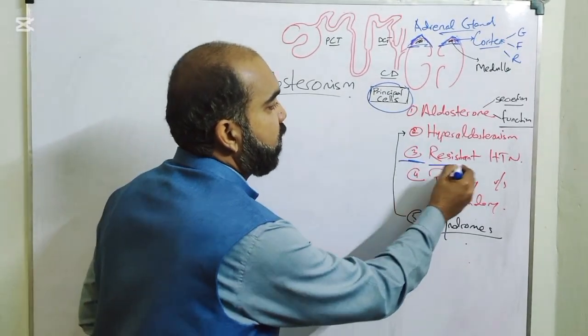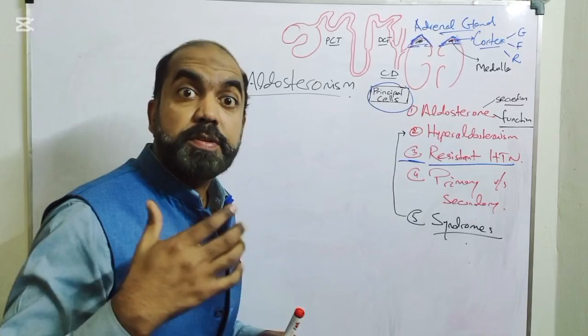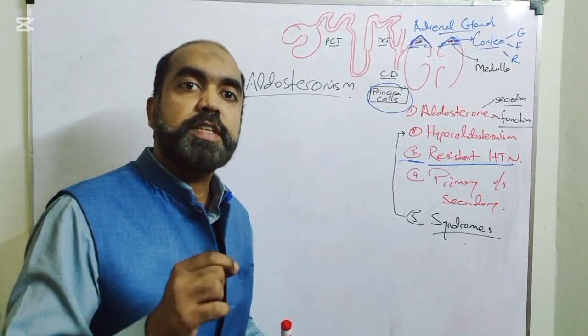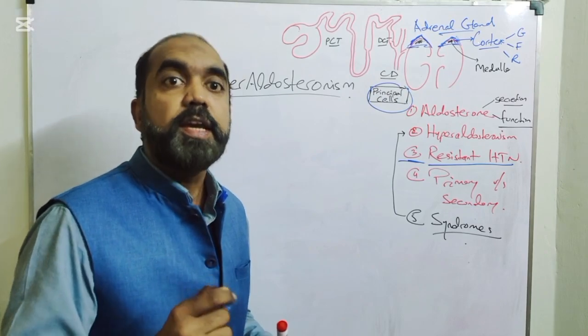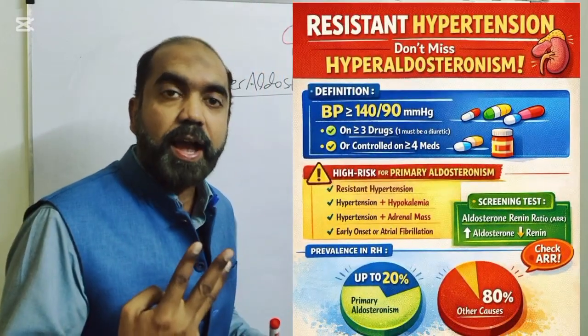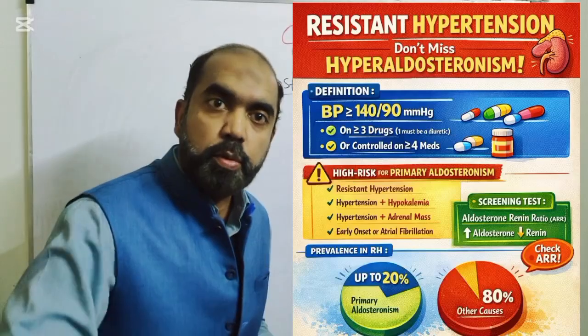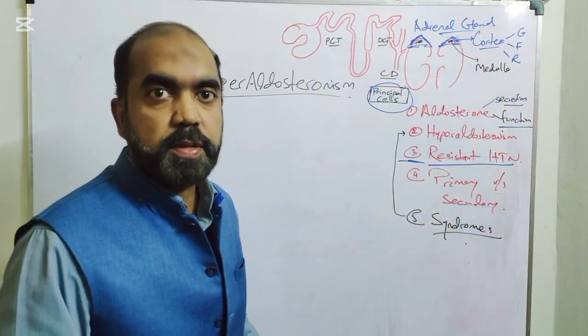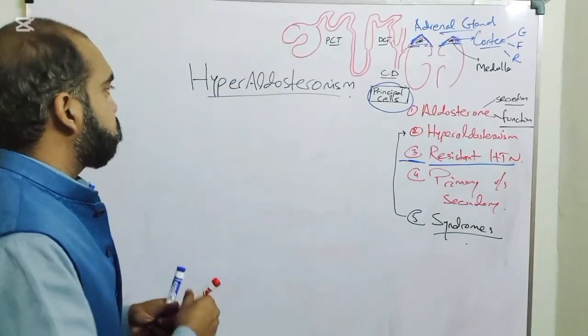So now, when can we suspect a patient of suffering from primary hyperaldosteronism? The first point is resistant hypertension. So what is resistant hypertension? Resistant hypertension means a blood pressure of more than 140 by 90 millimeters of mercury, even after the use of 3 antihypertensive drugs, which include a thiazide diuretic. So in such a case, we suspect hyperaldosteronism and we do a screening test.